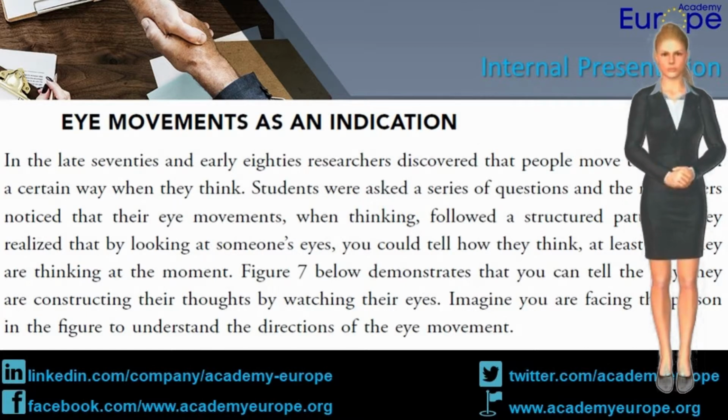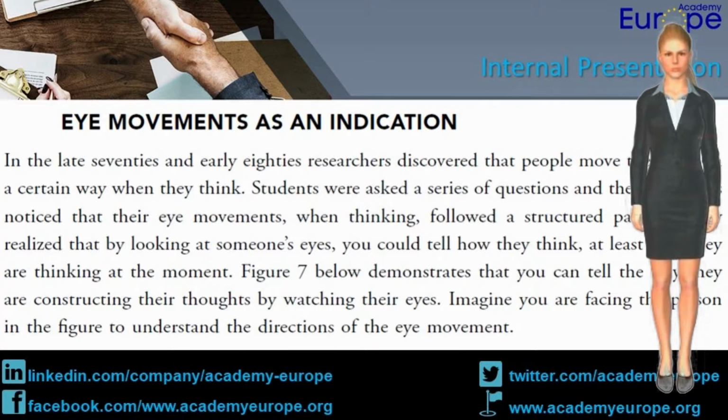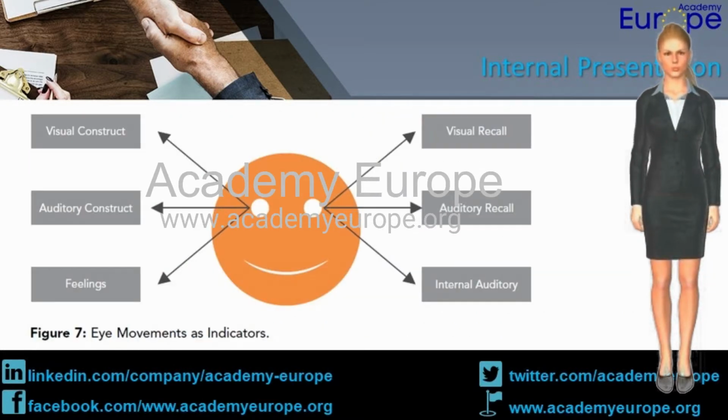Figure 7 below demonstrates that you can tell the way they are constructing their thoughts by watching their eyes. Imagine you are facing the person in the figure to understand the directions of the eye movement. Figure 7, eye movements as indicators.